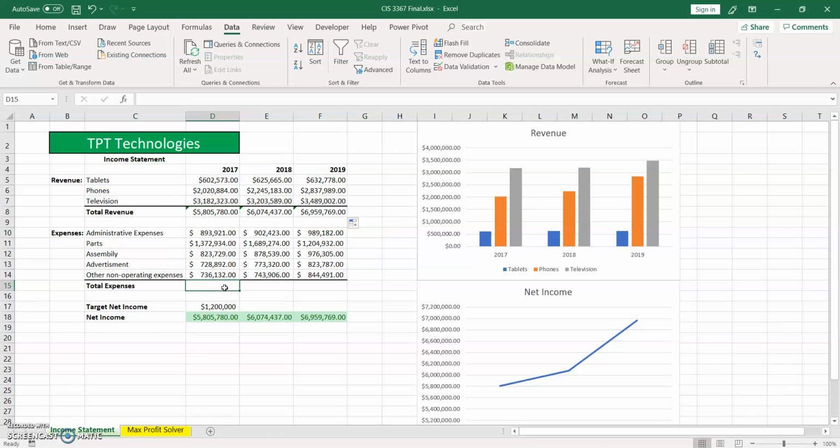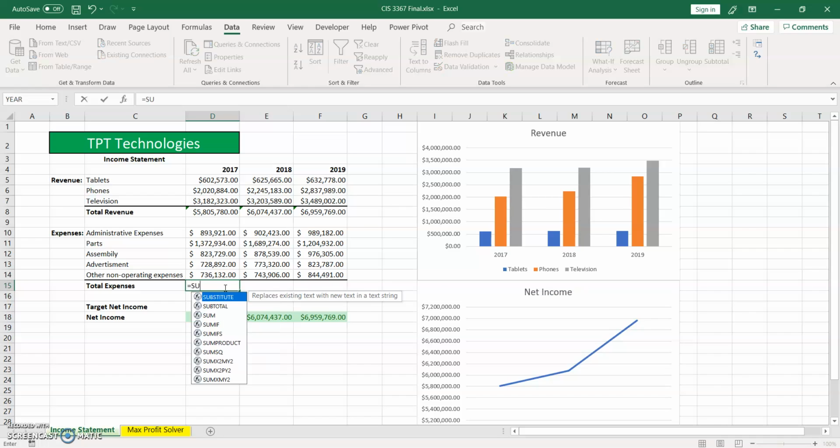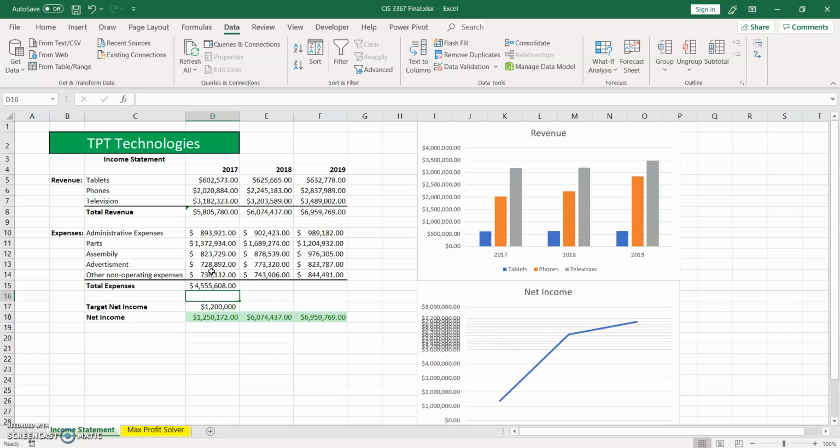And let's go ahead and do the same thing for the expenses. So we got our sum of these five values. So these are the expenses for that 1 year of 2017. Enter, and boom, we got a total expense for 2017. And let's once again go ahead.